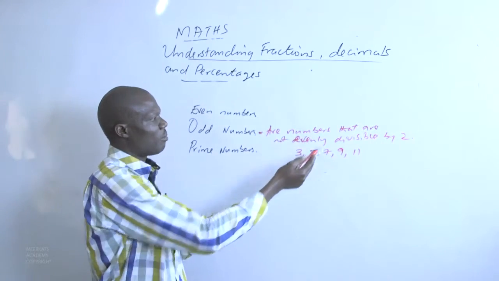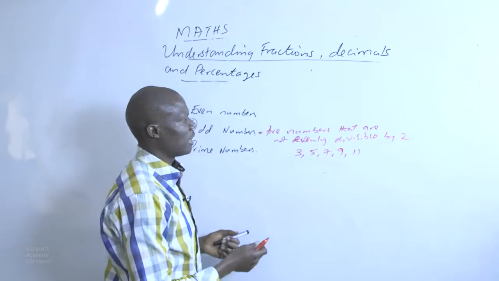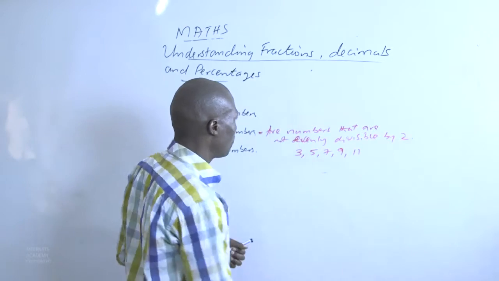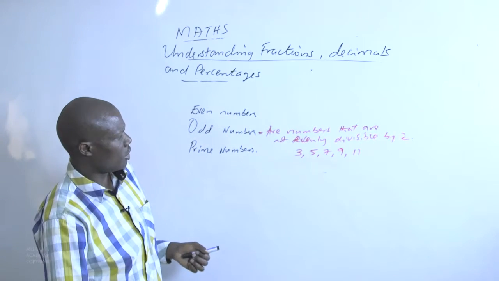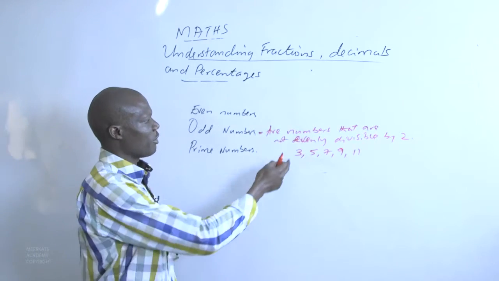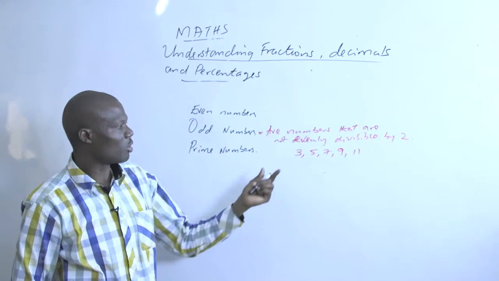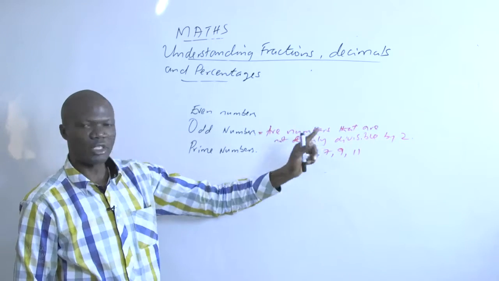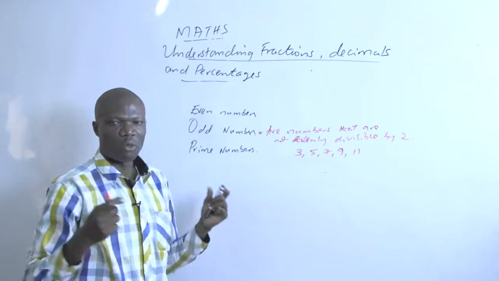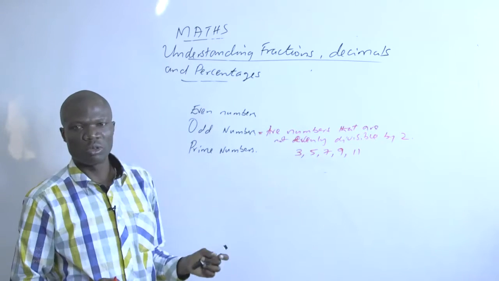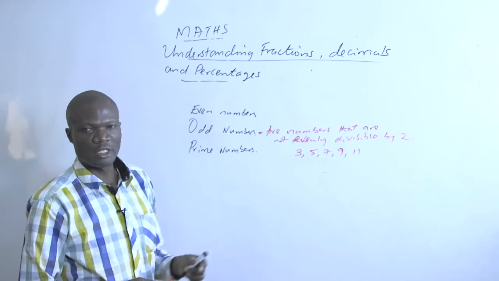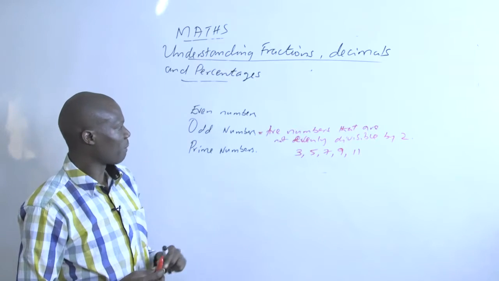So odd numbers are those numbers when you divide by 2, you'll always find that there is a remainder. That's why we find that we don't have 2 here, but we have a 3. So 3, 5, 7, and so on, these ones are odd numbers. Odd numbers are those which, when we divide by 2, are not evenly divisible, but have a remainder. This is the example of odd numbers.